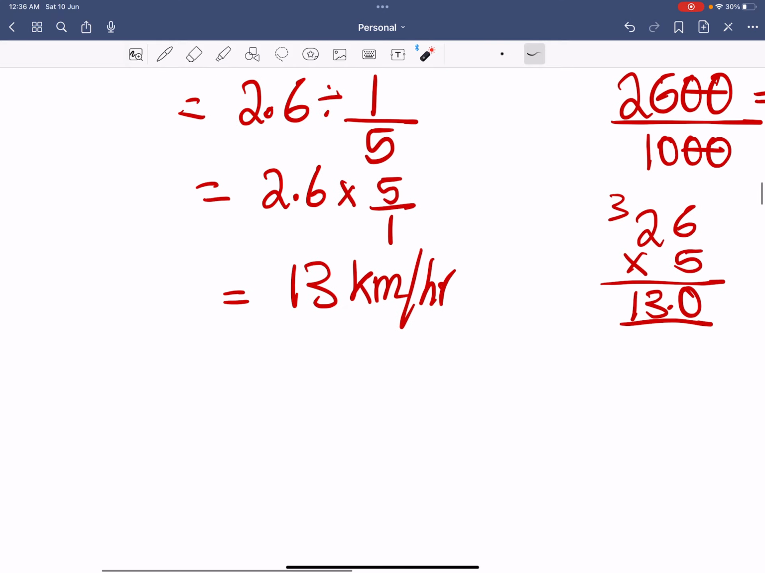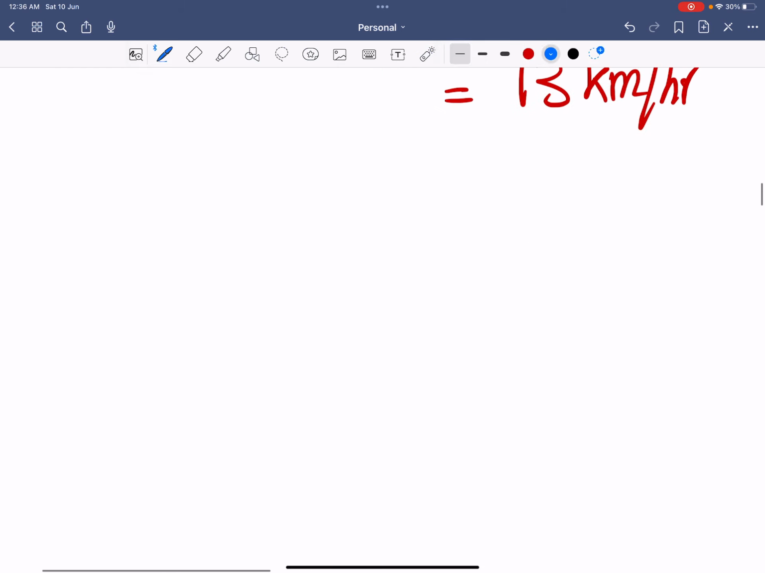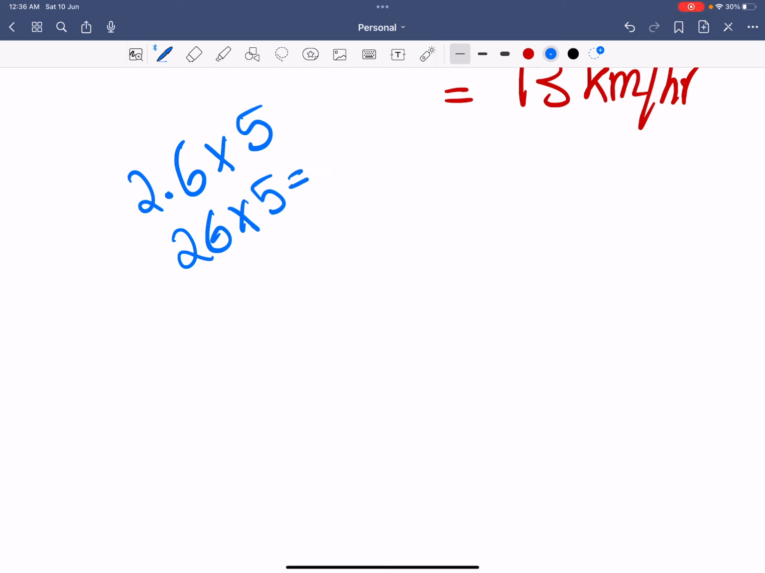Now you might be wondering, how did I multiply 2.6 by 5? So there is an easy trick for it. Whenever you need to multiply a decimal number, you'll treat it as a normal number. So I'll first multiply 26 by 5. 6 times 5 is 30, 5 twos are 10, 10 and 3 is 13. So this will result in 130.